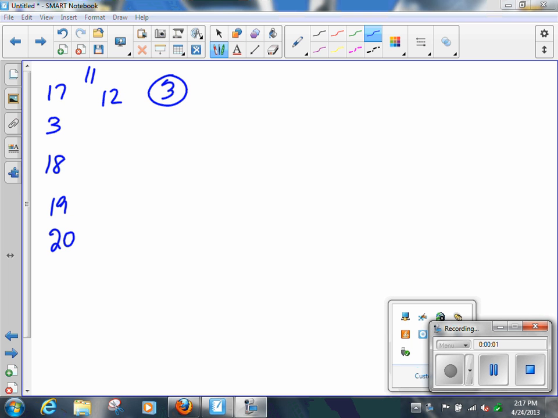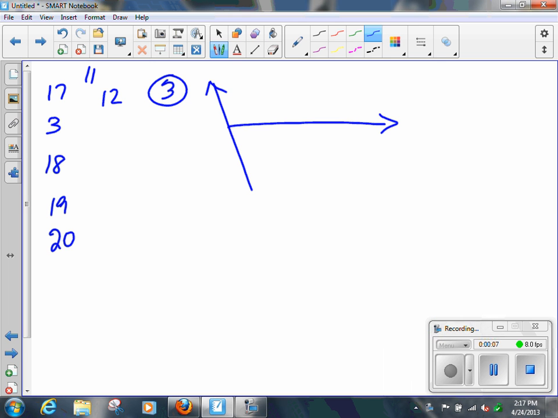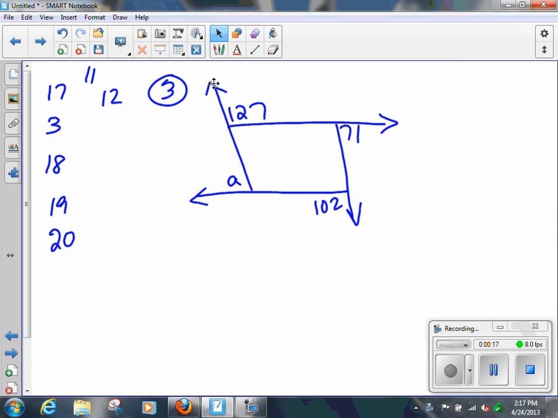So here we go, number 3. Number 3 says, what's the value of A? You've got this weird figure here. Looks something like this. And you got 127, 71, 102, and A. Folks, what kind of angles are these?